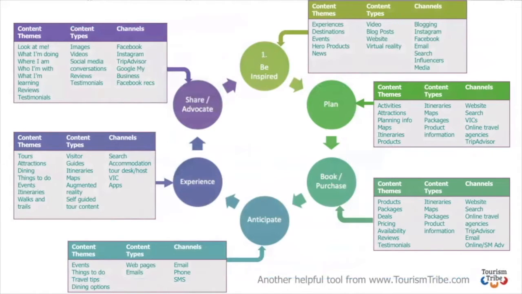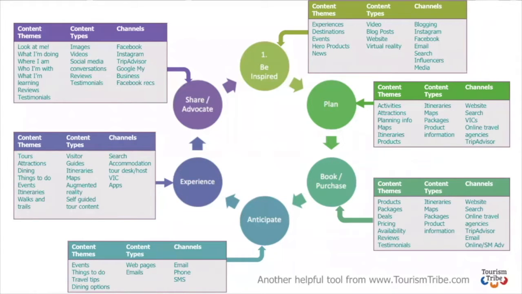This next diagram that I've included is a little planning tool, or helpful tips tool, really, that we use in Tourism Tribe with our customers. And we've shared it with you in this online workshop because we think it's a good thing for you to have access to. So it just lists suggested content themes, content types, and different channels at each one of these major steps. So you can align it to what I've just been through.